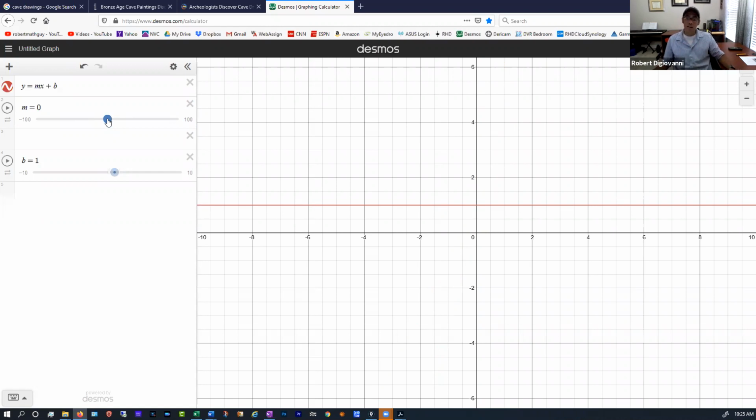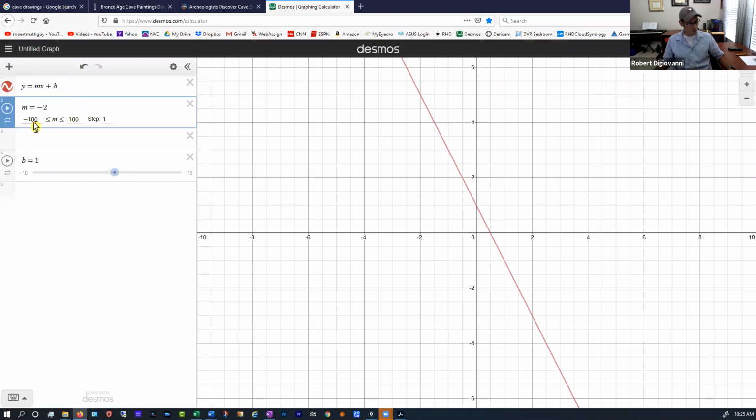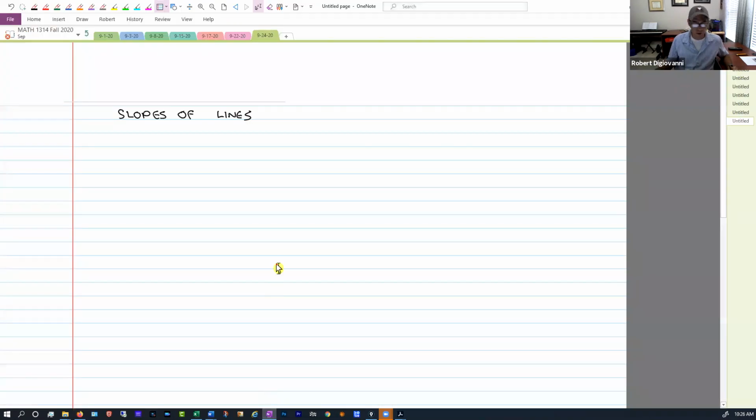Now, if my slope is a negative number, I need to change this. These numbers are too big. Okay, there we go. So if I do negative numbers, notice that the line is pitched down, right? So that's kind of what I wanted to summarize here with the slope of lines.